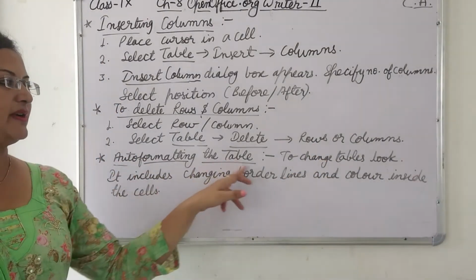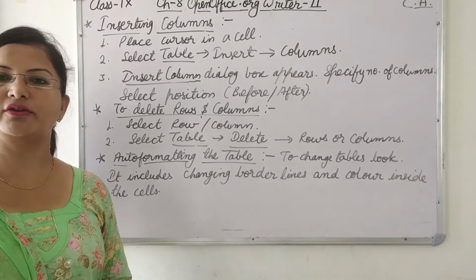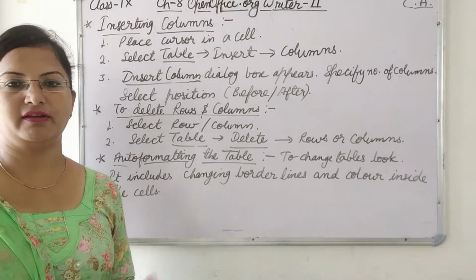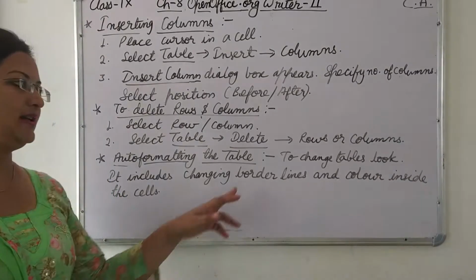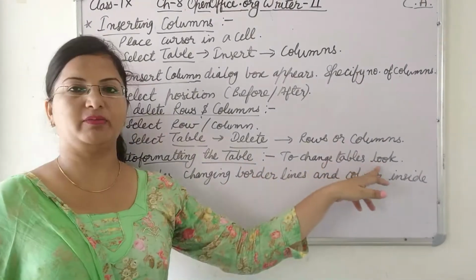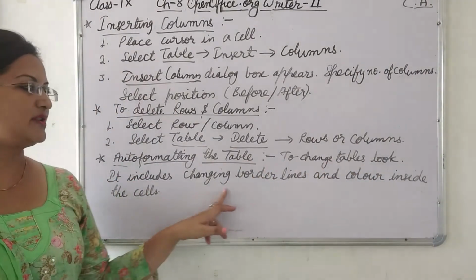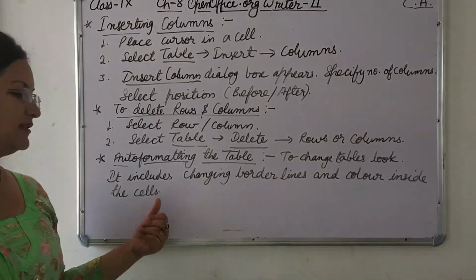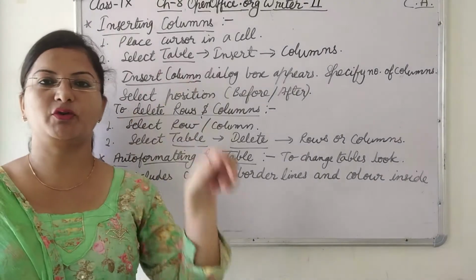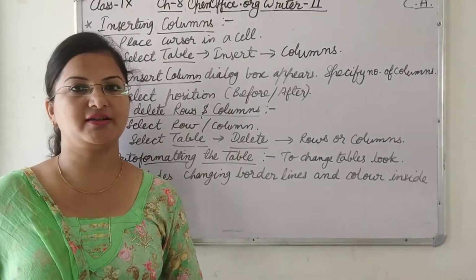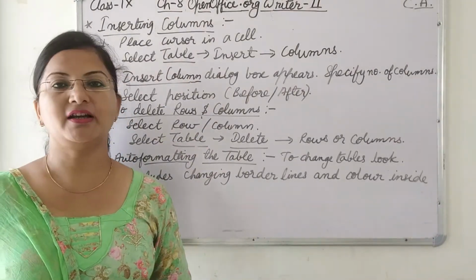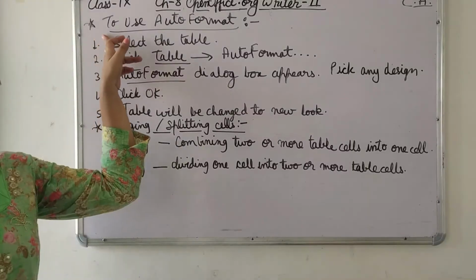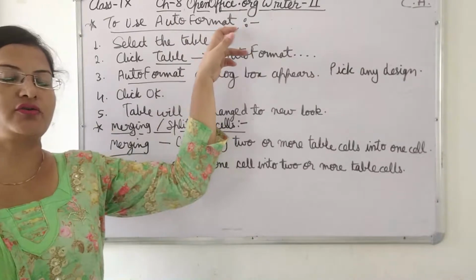Now, auto formatting the table. Auto formatting, as you already know, formatting means to change the look and feel of something. Here we are changing the look of tables. In tables we can change the border lines or the color inside the cells. The border color of the cells can be changed with the help of auto formatting, or the color inside the cell can be changed.